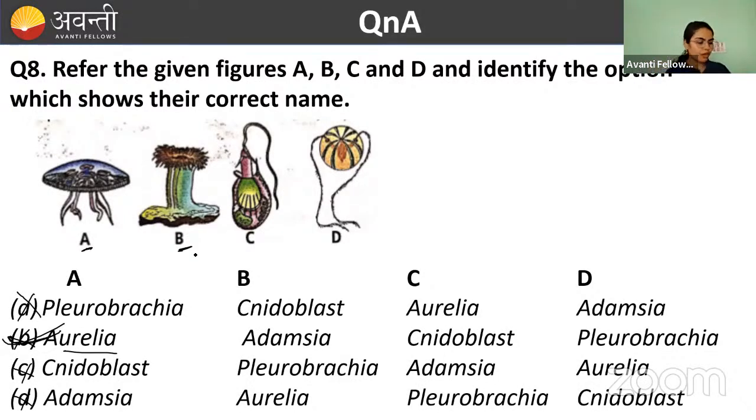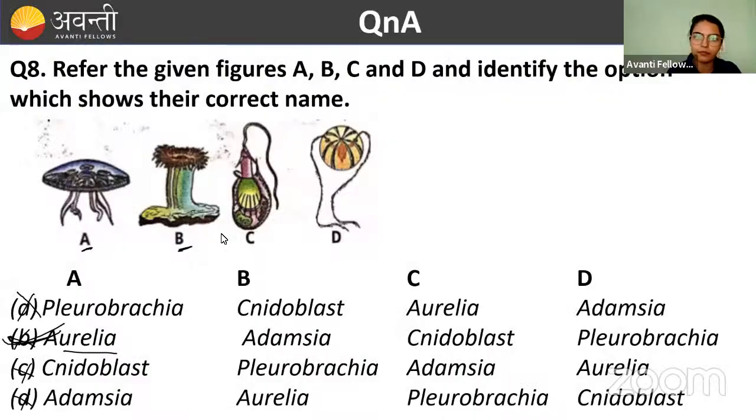Okay, so medusa and polyp are the two alternating stages, the alternation of stages. देखो बेटा, यहाँ पे जो हम लोग alternation of stages कहते हैं, this is not similar to the one which we had studied in plant kingdom. तो पहला है Aurelia, second one is Adamsia, third one is Nidoblast and Pleurobrachia. Okay, so B is the answer for this question. Clearly B is the answer.